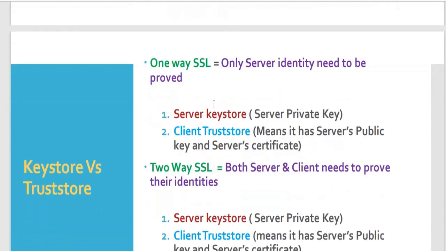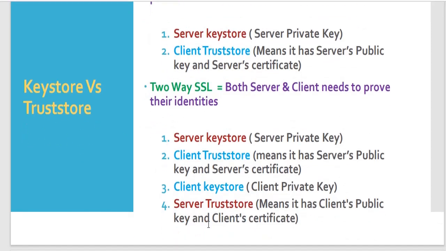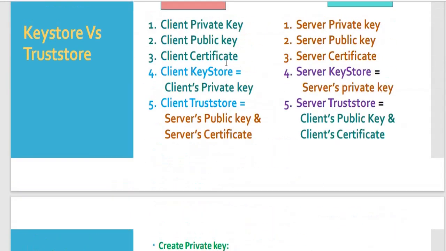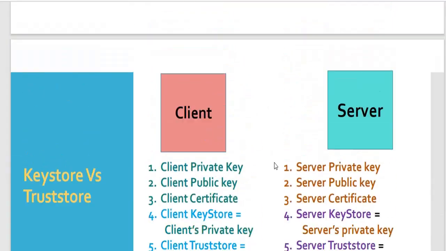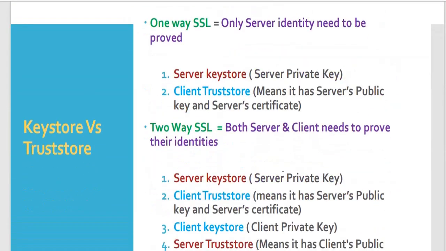Okay, now let's see what is one-way SSL and what is two-way SSL. Then we will come back to this slide, because for one-way SSL we need some key store and trust store, and for two-way SSL we also need some key store and trust store. We don't need all the client and server keys for all SSL. For one-way SSL we need a few things from this list. For two-way SSL we need all the things from this list. We will discuss them one by one.